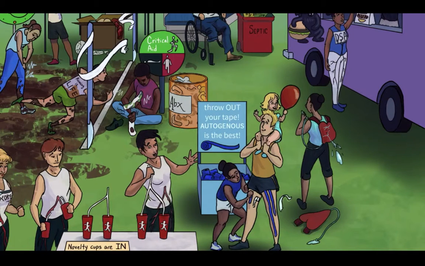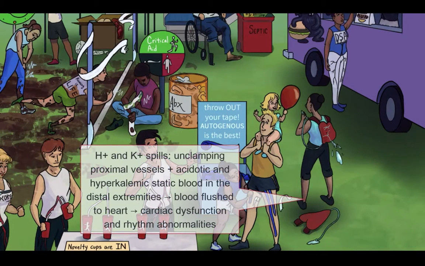But when the clamp is released, it suddenly decreases afterload and potentially causes hypotension, which requires increased cardiac output. Oh no! Secondly, unclamping flushes the static and used up blood distally further into the extremities. This blood has become acidotic and hyperkalemic because it was just sitting next to the tissue instead of flowing past it like it normally does.